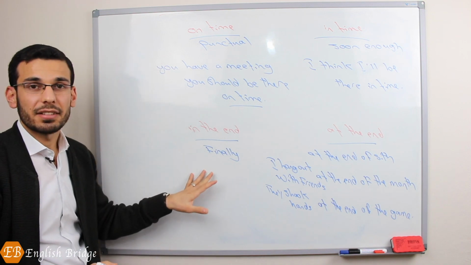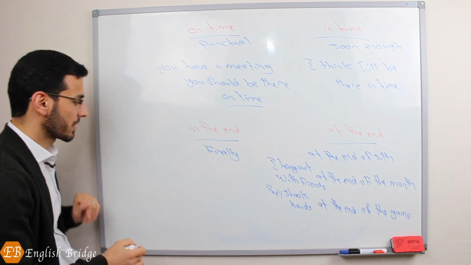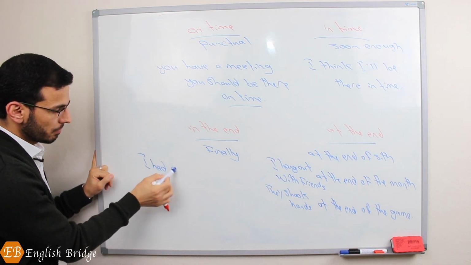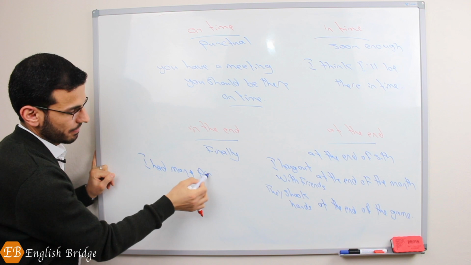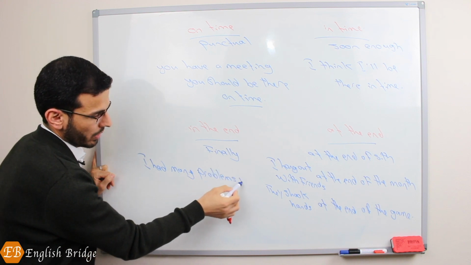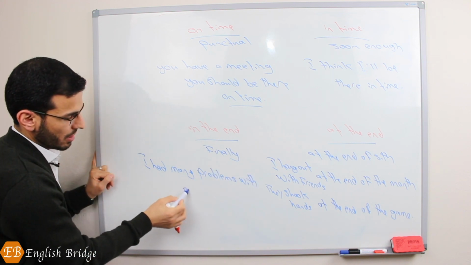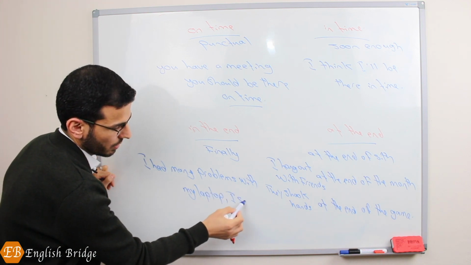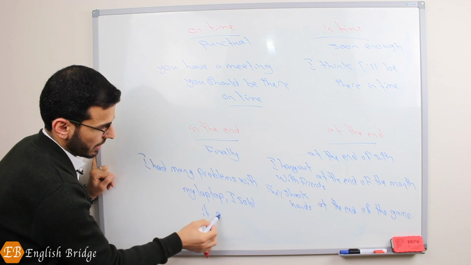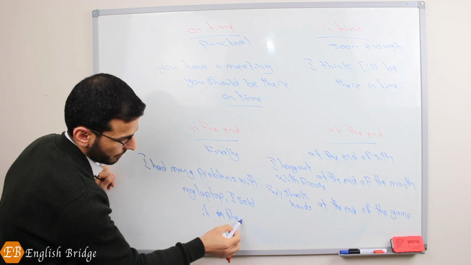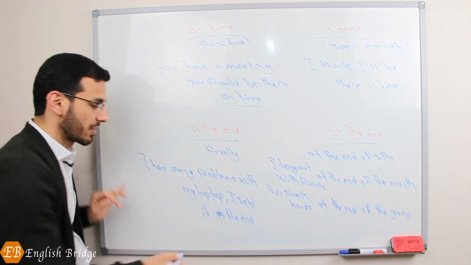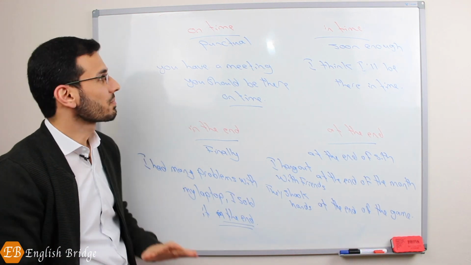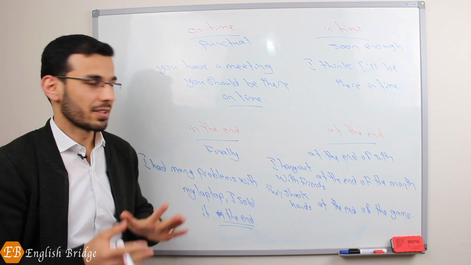Now, in the end, as I said, it means finally. For example, you say, I had many problems with my laptop. I sold it in the end. All right, so I sold it in the end. Here it means I sold it finally, or finally I sold it. All right, so this is everything about in, on, at.